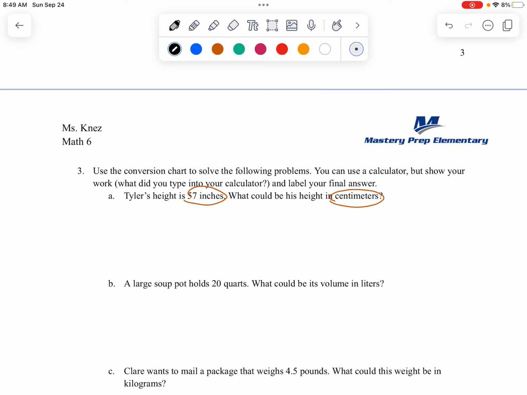So 1 inch is equal to 2.54 centimeters. So that means I can multiply 57 inches times 2.54 centimeters per inch. And my inches unit will cancel out. So I know that for 57 inches, I end up with 144.78 centimeters.